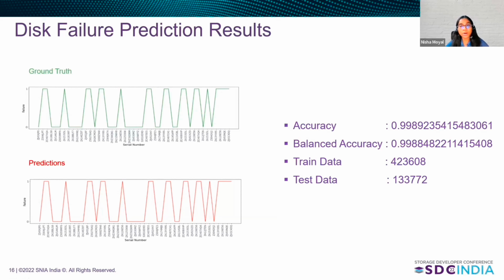And on the right side, you can see we got an accuracy of 99.89%. Our balanced accuracy was 99.88%. Our train data had 4,23,608 rows. Test data had 1,33,772 rows. This way, we saw that AutoGluon is giving promising results within a small amount of time.